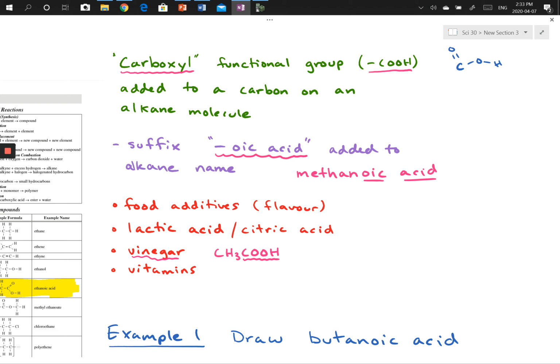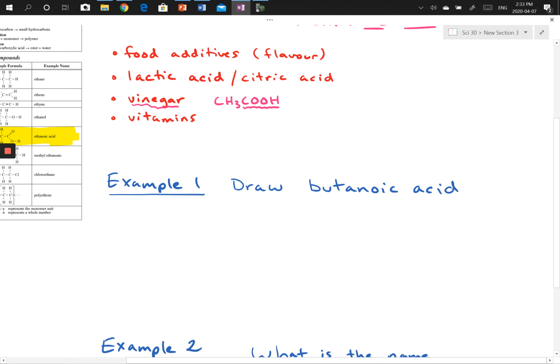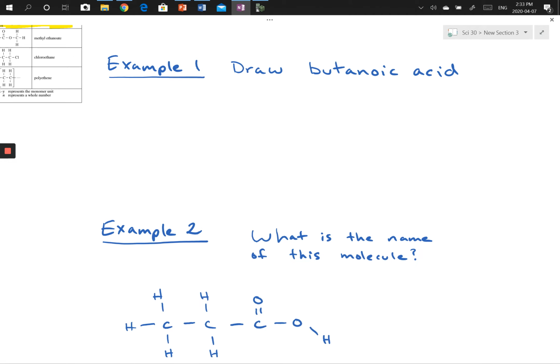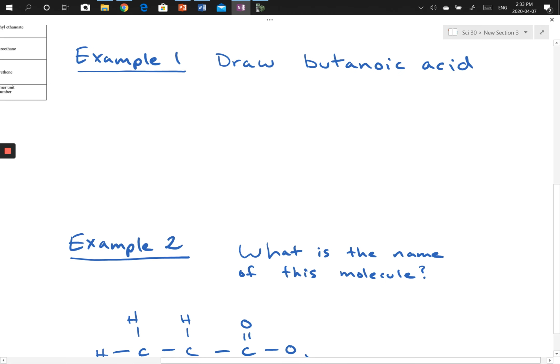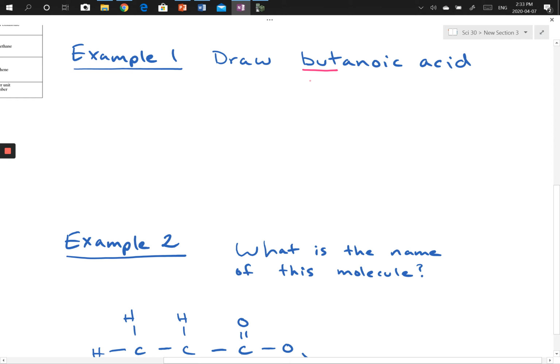So let's look at an example of some things I might ask you to do. The first question says, draw butanoic acid. First we have to think about what the parent chain is. So what's that but telling me? If I go look in my data booklet, that's the prefix for something that is 4 carbons. And this oic acid tells me that on the end of that parent chain, I'm going to have this COOH. So let's draw the parent chain.